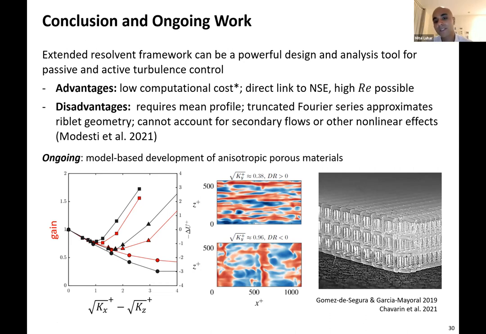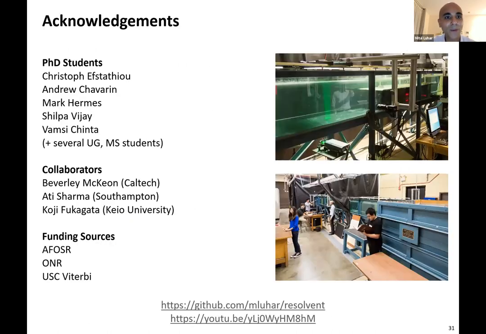And what we're trying to do is design porous materials here that have the appropriate permeabilities and test them in lab experiments. So I should say about 60% of my lab is modeling work, about 40% is lab experiments. Today I presented primarily modeling work, but we do lab experiments that look at turbulence control as well as some fluid structure interaction problems.